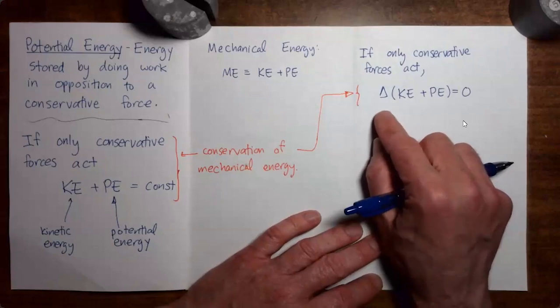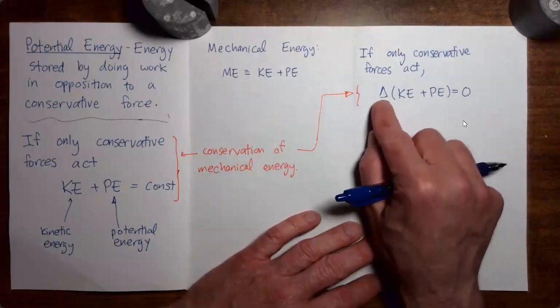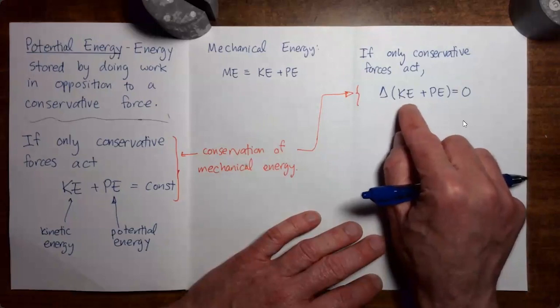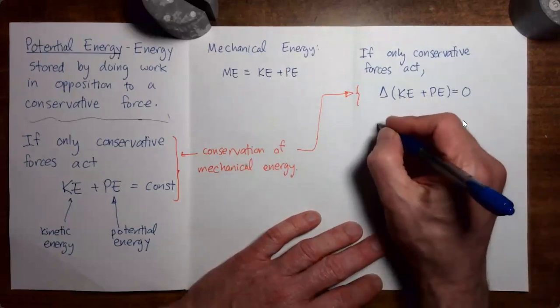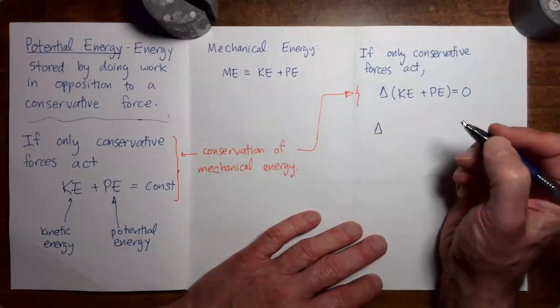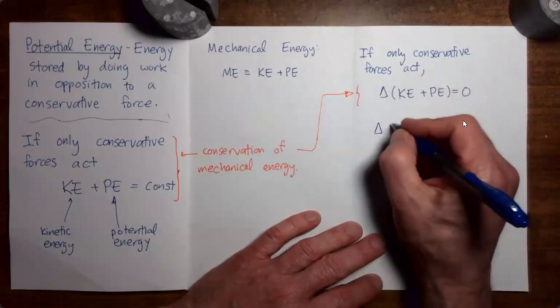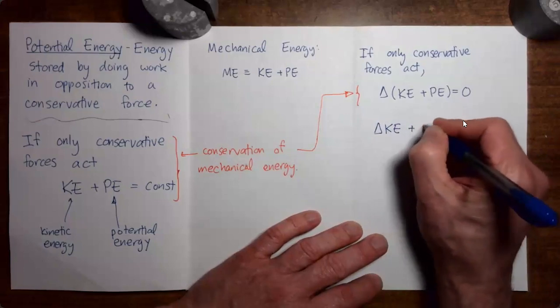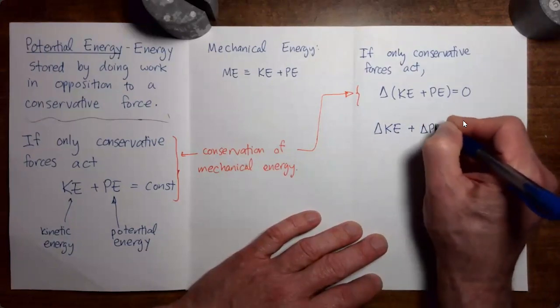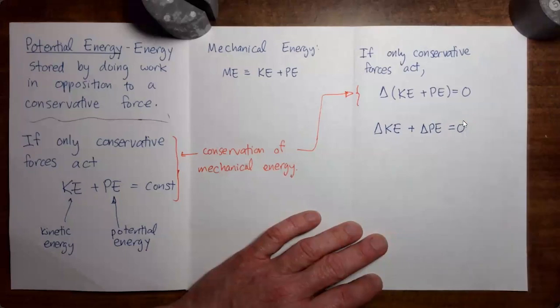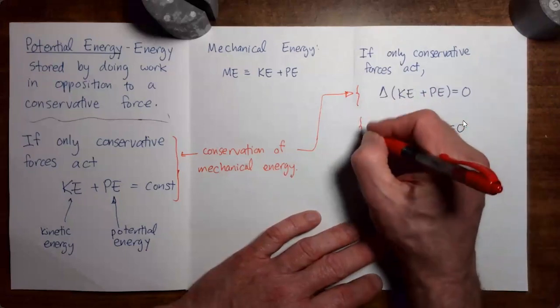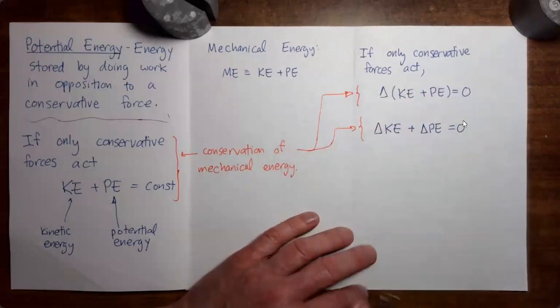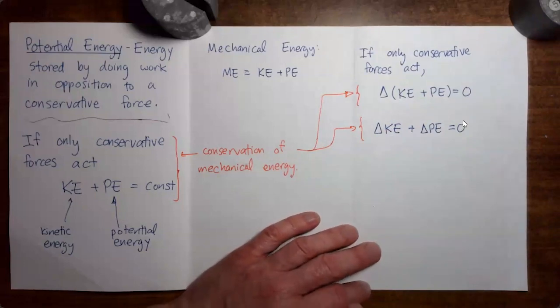For a third way of saying this, if the change in the combination of kinetic and potential energy is zero, then it also must be true that if only conservative forces act, then the change in kinetic energy plus the change in potential energy for a given process would be zero. So now we have a third expression of conservation of mechanical energy.